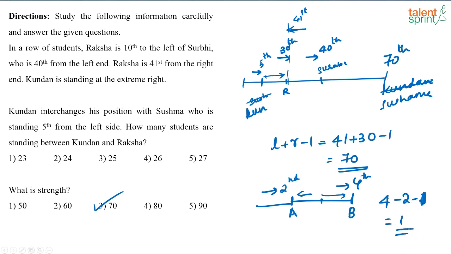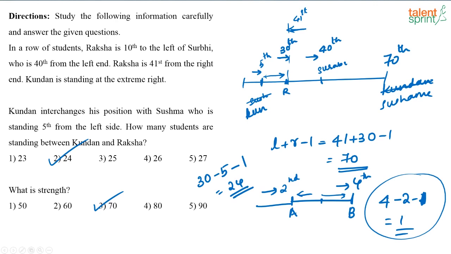Same way here, Kundan is 5th from the left end, Raksha is 30th from the left end. So how many people are there between them? 30 minus 5 minus 1, it is 24. So the answer for the first question will be 24, option 2. The position of Raksha minus position of Kundan minus 1, that will be your answer. This is the logic involved. Got the answer correctly? So with that, we are finishing the questions that were asked in the paper.